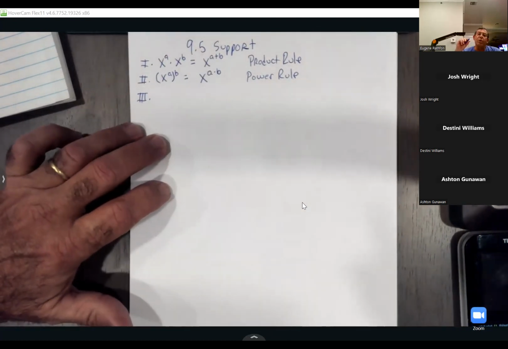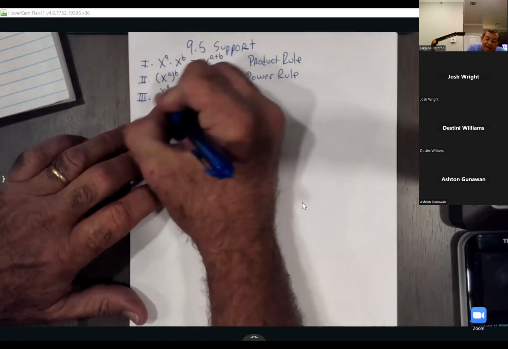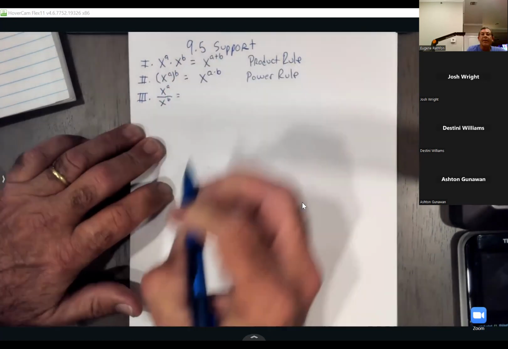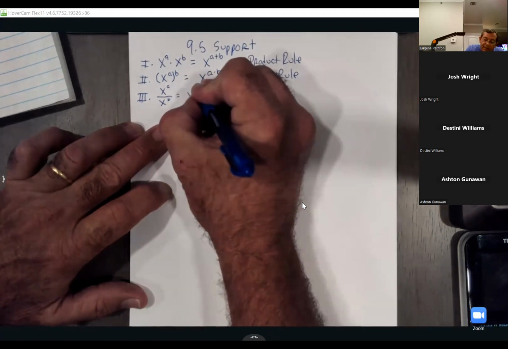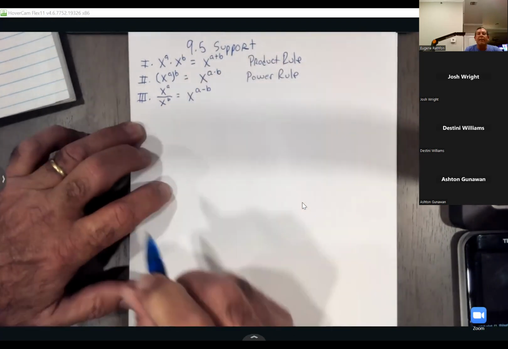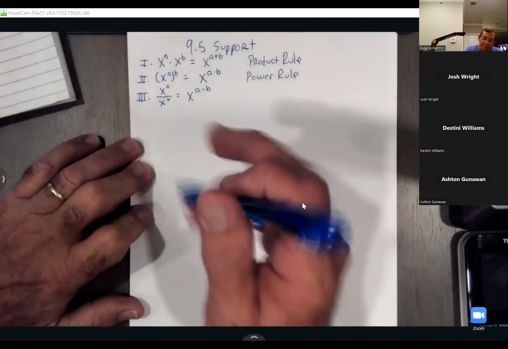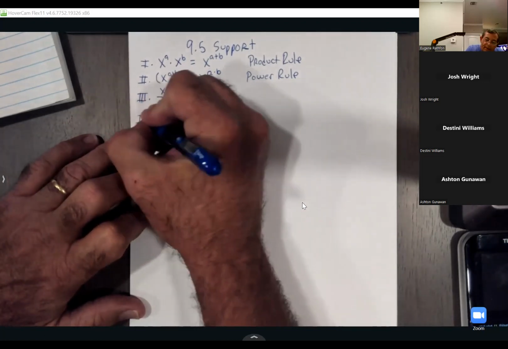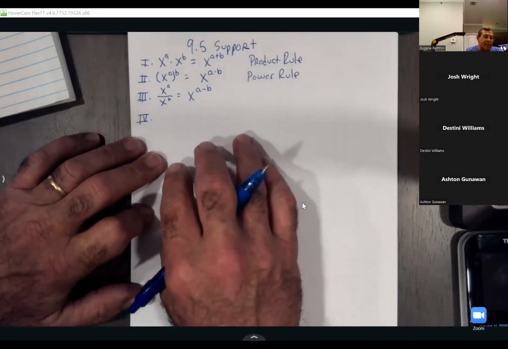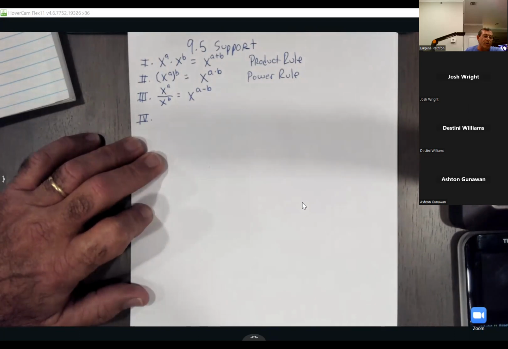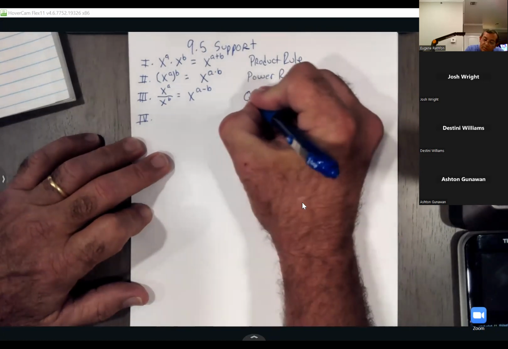My third one deals with division. So if I had x to the a divided by x to the b, in this situation, you subtract exponents so that you get an x to the a minus b. So it's always the top exponent minus the bottom exponent. And the last one you really got to worry about for the exponents in this section is what we do when we have negative exponents. This was the quotient rule.